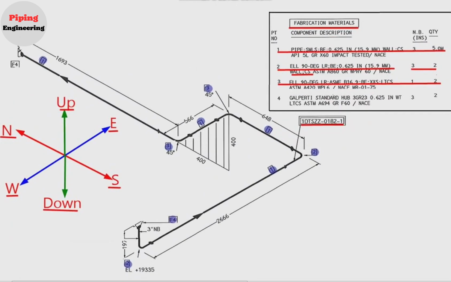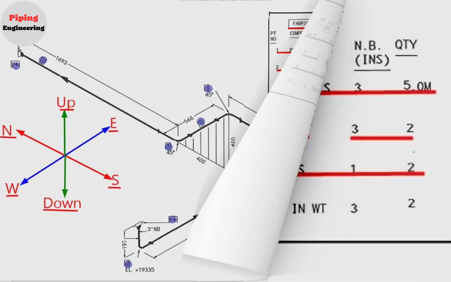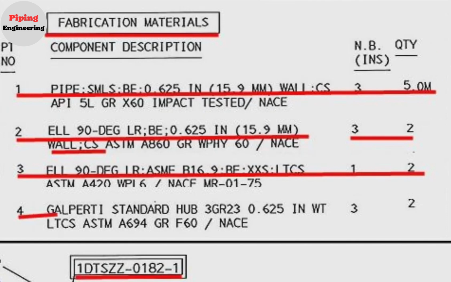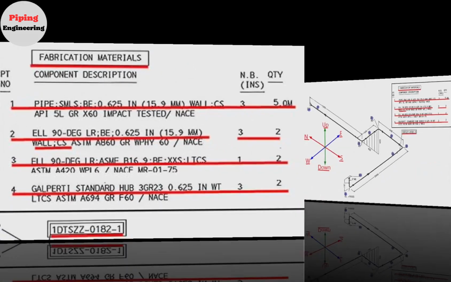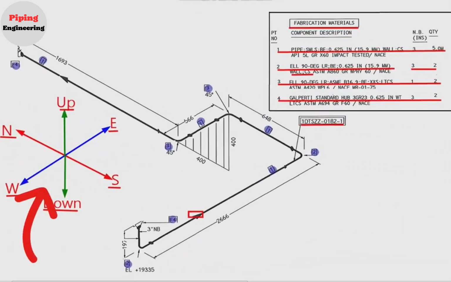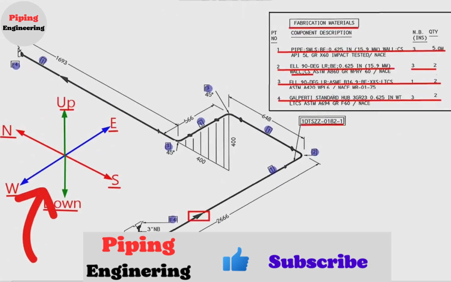Detail number 4 was used in 2 places also in the pipe drawing. The item number 4, Galperti standard hub flange, 0.625 inch wall thickness, low temperature carbon steel material. The quantity is 2 pieces. Let's try to read this pipe isometric using these directions.